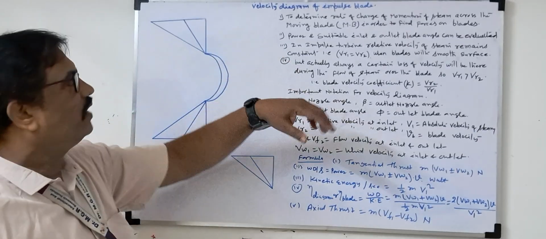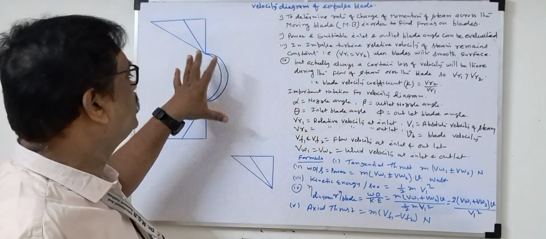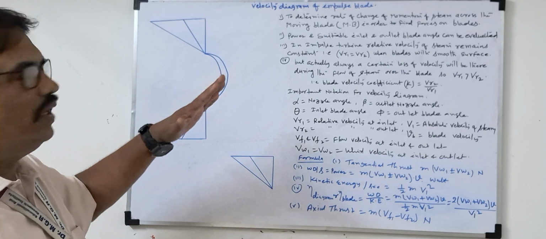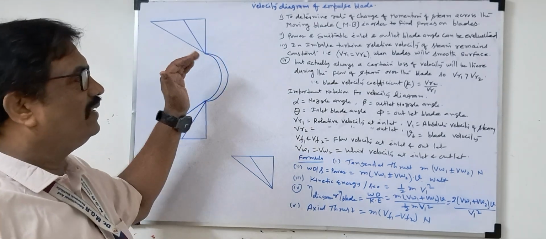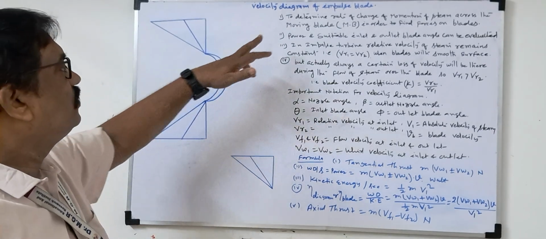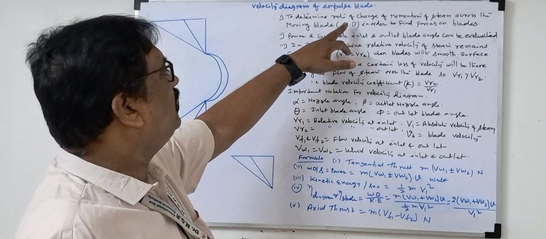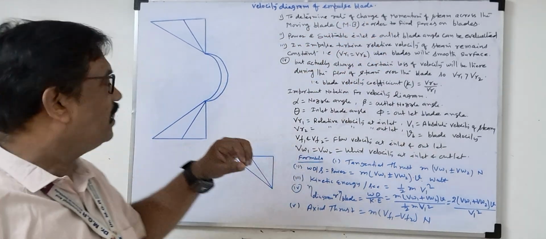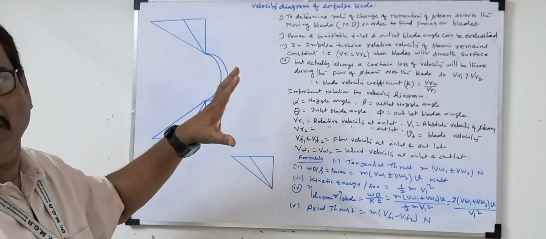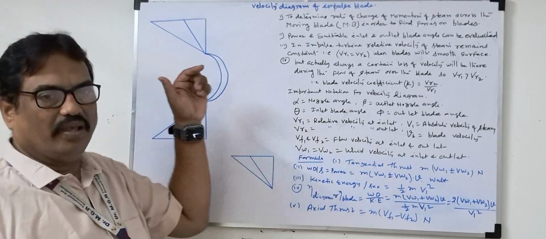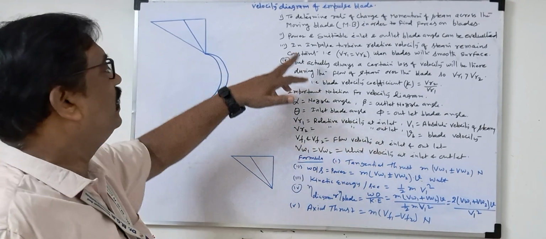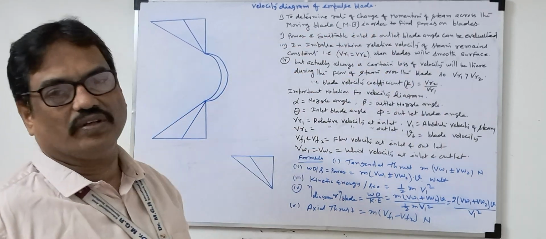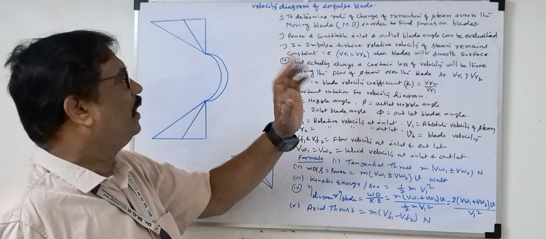I wrote some theory here: to determine the rate of change of momentum of the steam. Once the blades run, how will they run? Because we have to supply the steam through the nozzle. So that's there to determine the rate of change of momentum of steam across the moving blade. Velocity diagrams we can draw only for the moving blade, because steam is injected onto the moving blade only. That's why I wrote steam across the moving blade, in order to find the forces on the blade.